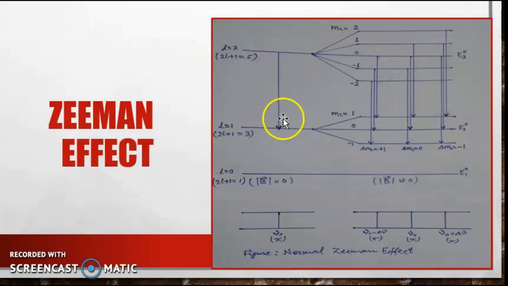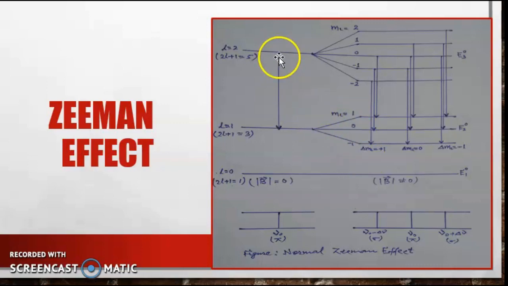Now let us understand these transitions. We have three states for L equal to 0, L equal to 1 and L equal to 2. For L equal to 0, the number of splits 2L plus 1 is 2 into 0, that is 0, plus 1, equal to 1. Similarly, for L equal to 1 we have 3, and for L equal to 2 we have 5. These are the 5 levels corresponding to ML values minus 2, minus 1, 0, 1, 2, and these are the 3 levels corresponding to ML values minus 1, 0 and 1.